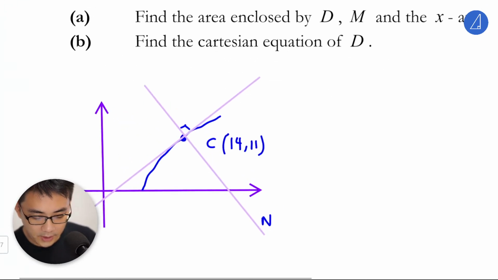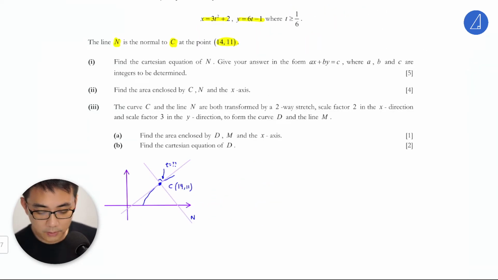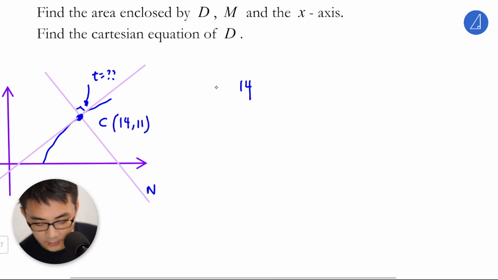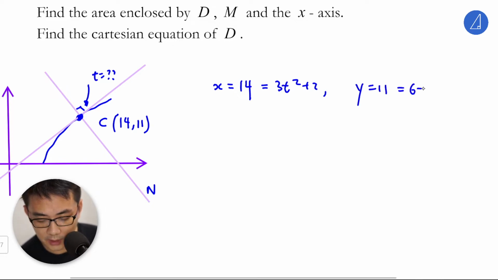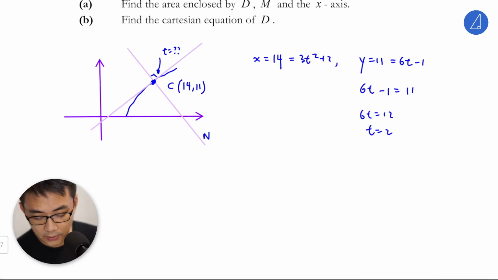Now, the thing about parametric equations is that it's very important to know what t corresponds to. Before you do anything else, you need to know the parameter which corresponds to the point here. If not, it won't work. So I know that x equals 14, which also equals 3t squared plus 2, and y equals 11, which also equals 6t minus 1. I'm just going to use 6t minus 1 because this is linear. 6t minus 1 equals 11, so 6t equals 12 and t equals 2.